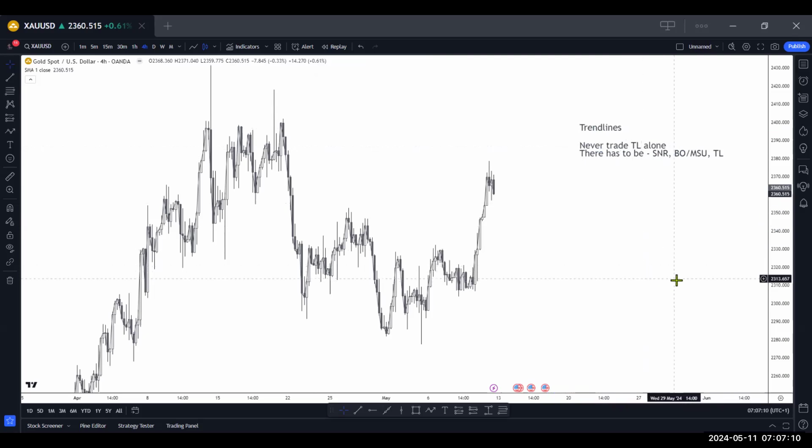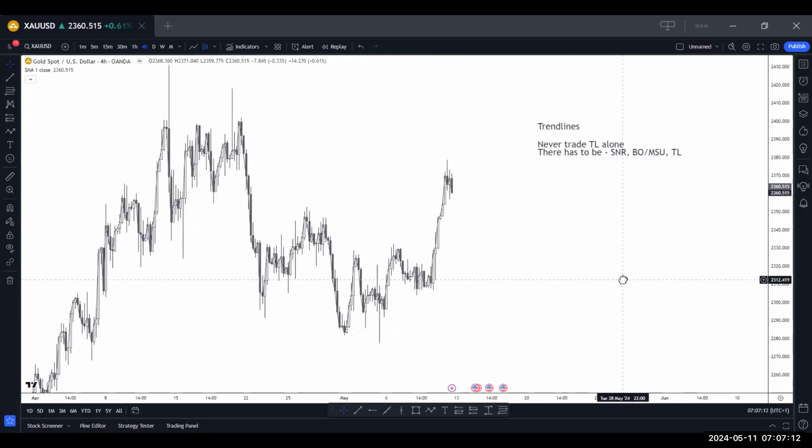Nice. All right, let's get to it, man. Okay, so never trade trend lines alone, and trade trend lines with SNR levels, breakouts, MSUs, and TLs. So now, how do you draw trend lines?